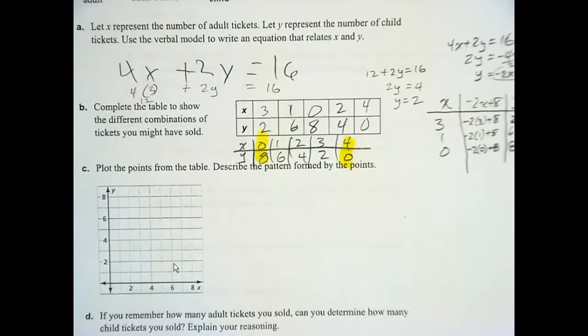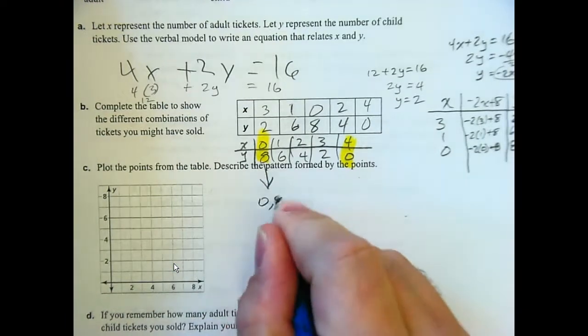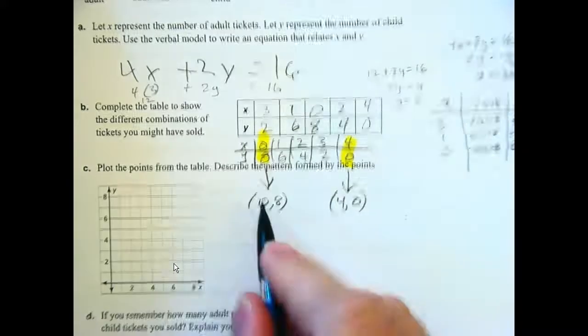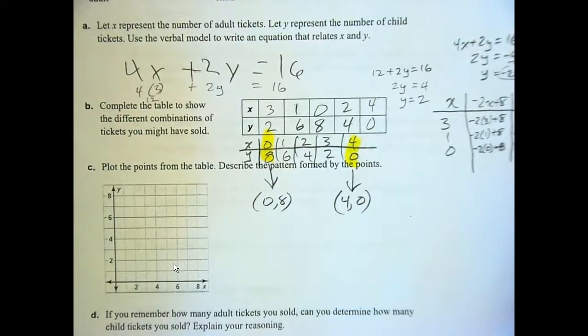All right? What are ordered pairs here? What's this one? 0, 8. What's this one? 4, 0. Okay, when I plot 0, 8, everyone plot it on your graph, even if you've already done it. Hopefully it's lying on the line that you want.